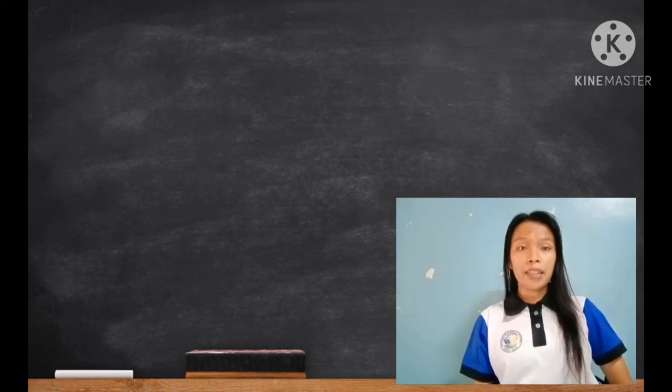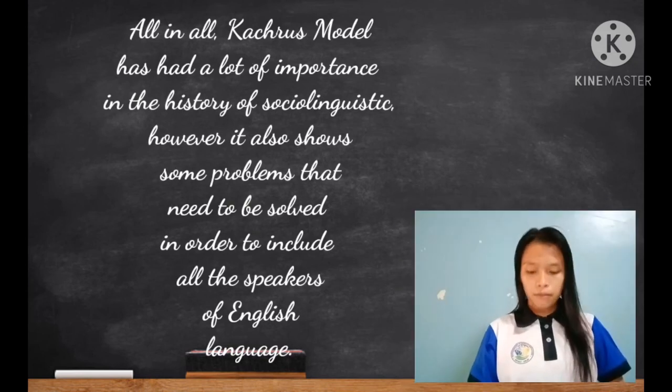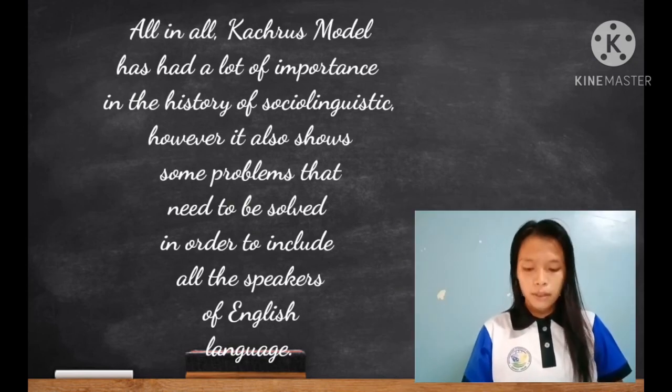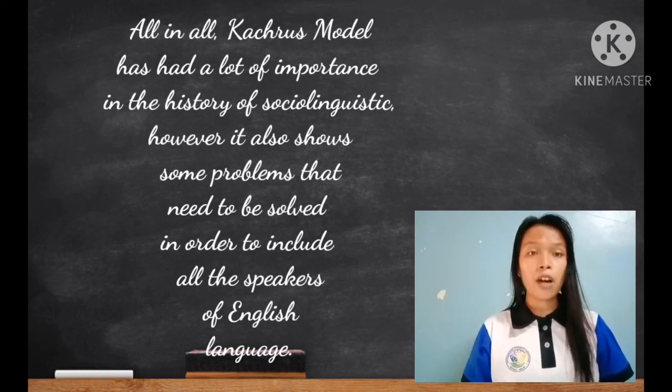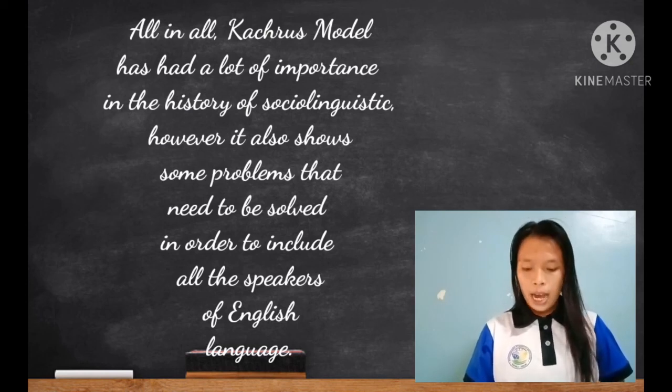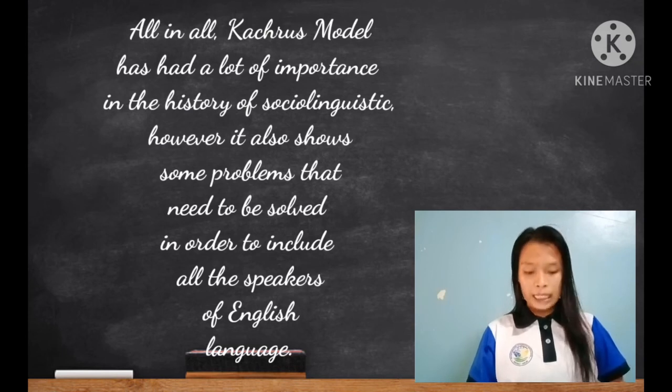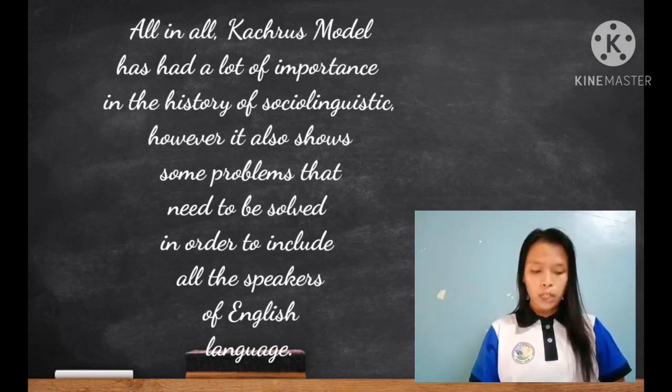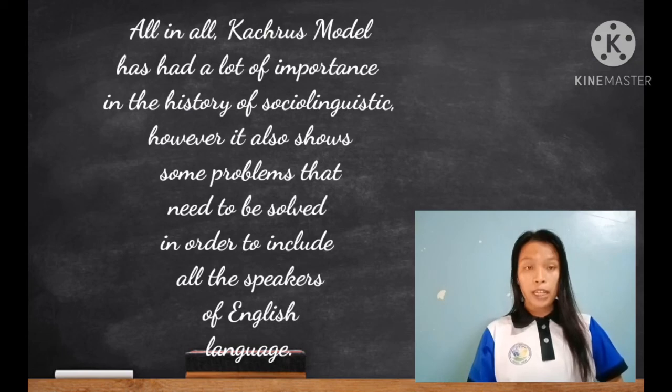On the other hand, English is spoken, but it does not necessarily have a colonial history or primary or official status. All in all, Kachru's model has had a lot of importance in the history of sociolinguistics. However, it also shows some problems that need to be solved in order to include all the speakers of the English language.